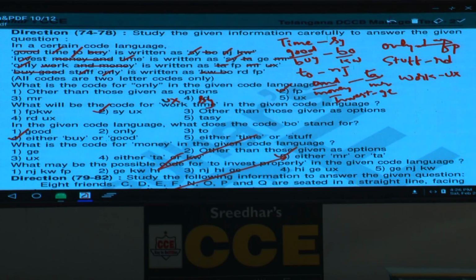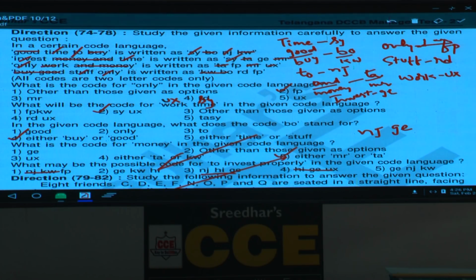Then 78, what may be the possible code for the words "to invest properly"? To, yes, tell me what is the code to this word to? NJ, invest is GE, and the word properly. Now properly is nowhere given in the statements, and the code to this word properly could be any one of the codes other than the given codes. Hence NJ, GE, NJ and GE cannot be your answer. NJ and GE, either choice 3 or choice 5 can be your answer.